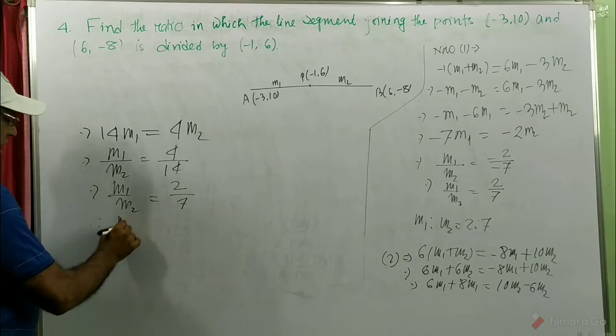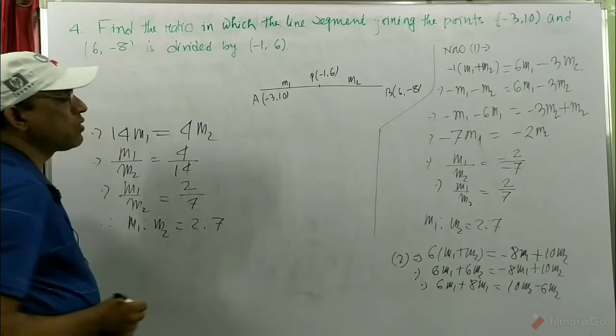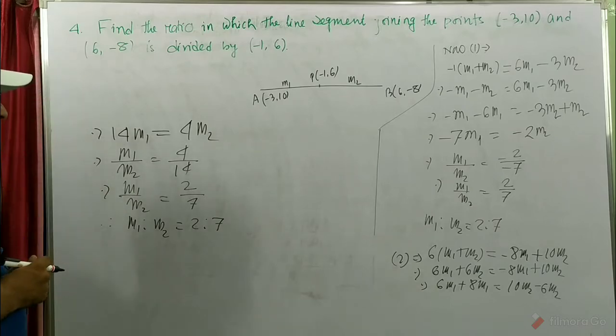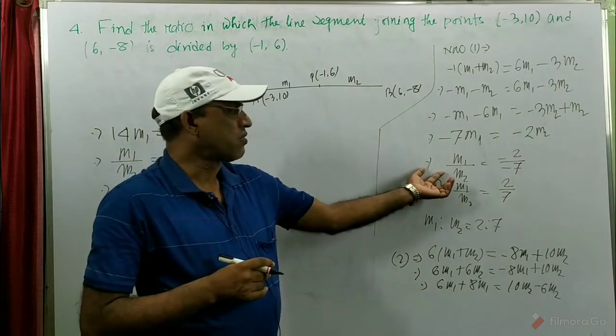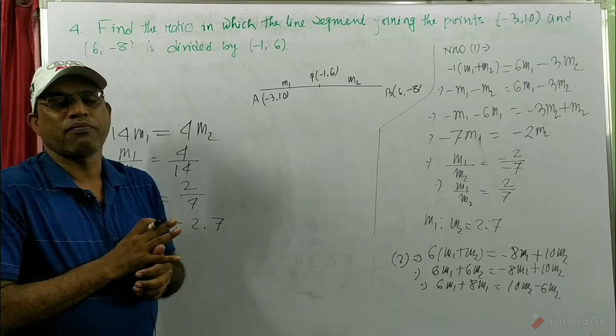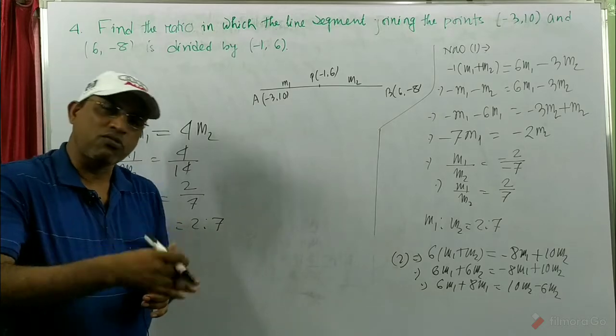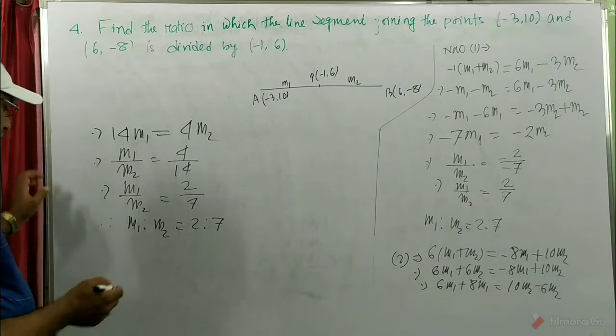Therefore we get m1 is to m2, 2 by 7. From both the equations we get 2 by 7. If this result is different, suppose from equation 1 we get 2 by 7 and from equation 2 we get another result, then your solution is a mistake. You have to recheck, and ultimately we get the same answer.